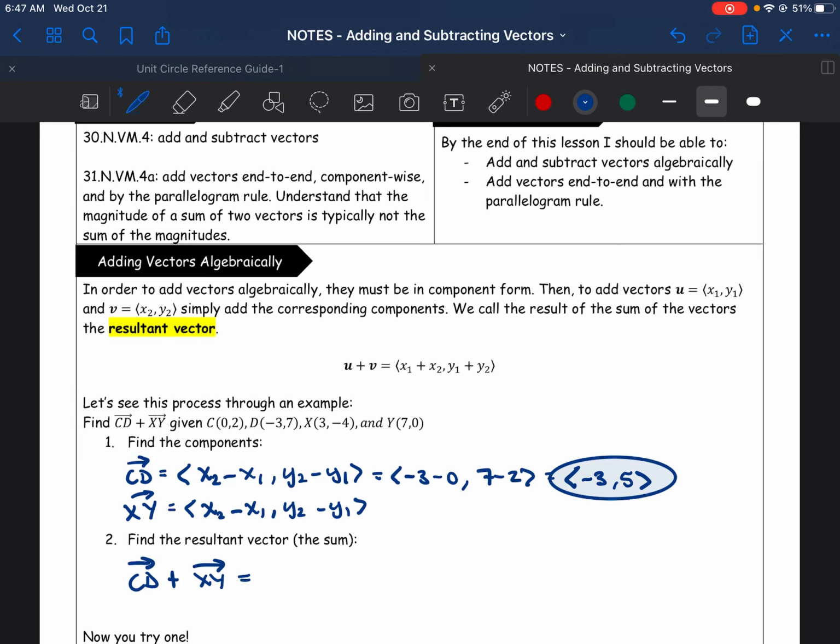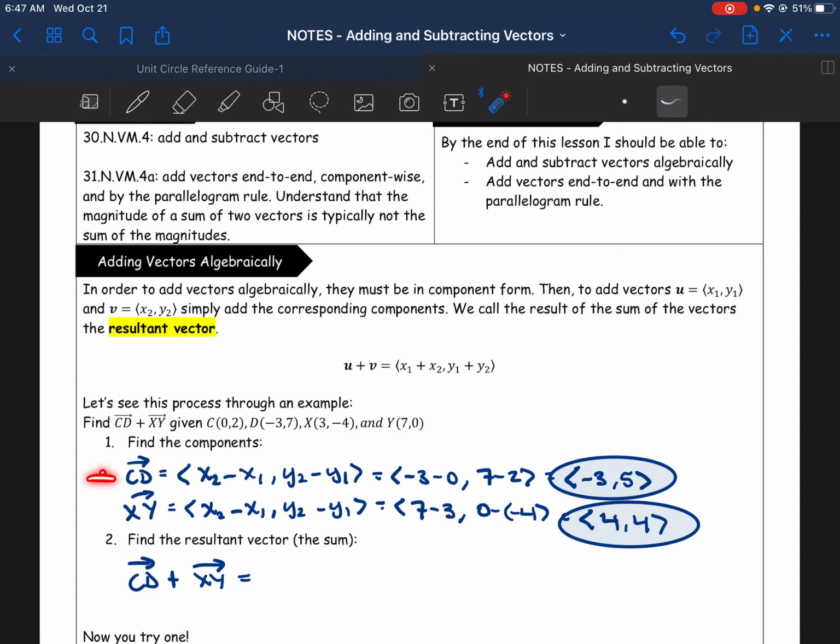Now let's find vector XY in component form. So x2 minus x1, this would be 7 minus 3. Again, because point X is the initial point, Y is the terminal point for vector XY. Then we have y2 minus y1, that'd be 0 minus negative 4. Don't forget your double negative there. And this would give us the vector 4, 4. Okay. So what we've done is we have found our vectors in component form for vector CD and vector XY, given the initial points and the terminal points.